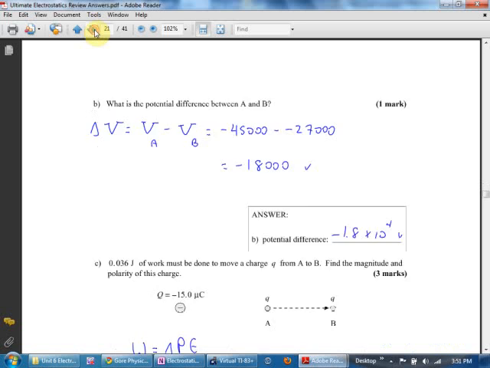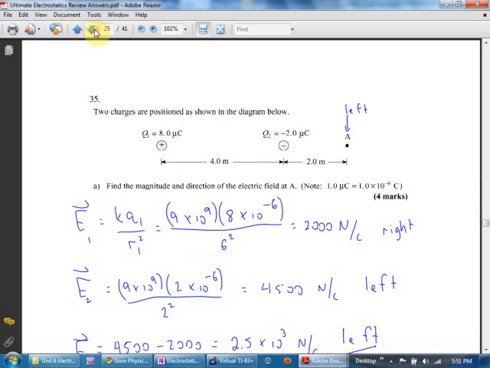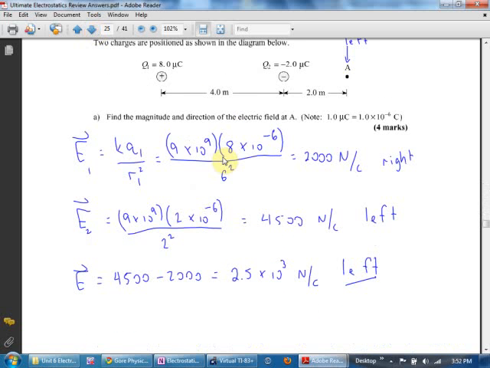So when I crunched the numbers, I got an electric field from Q1 of 2,000 to the right because it's positive, so it would want to push. It's positive. It would want to push a positive charge to the right. When I crunched this one here, I got an electric field of 4,500 newtons per coulomb to the left because a positive would want to move towards the negative. So my net electric field was to the left.